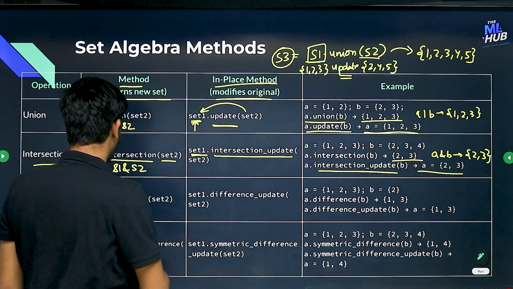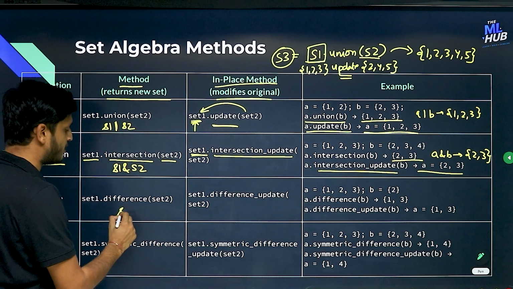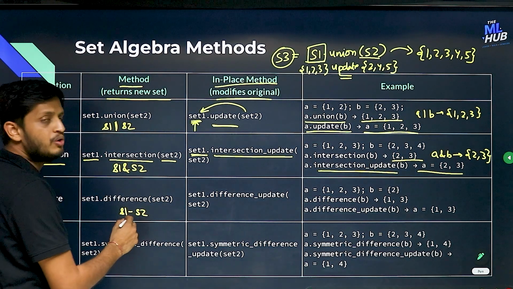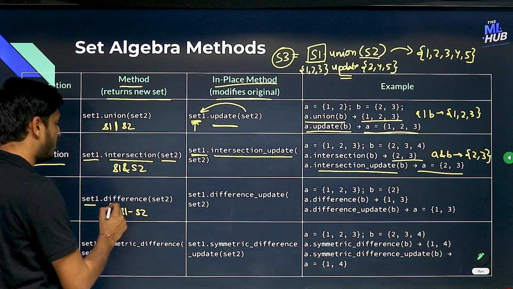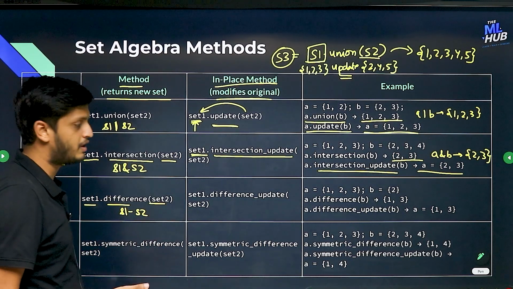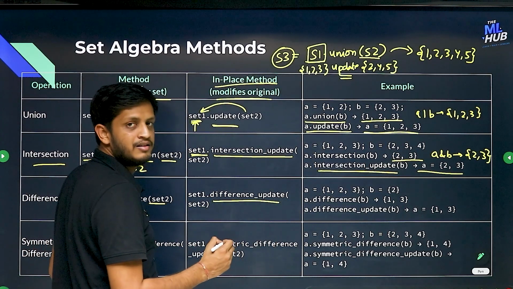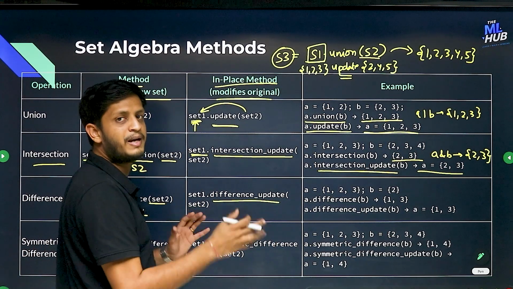And we have difference as well. You can calculate the difference between two sets like S1 - S2. So S1 - S2 is okay. But if you don't want to use the operator, you can use set1.difference(set2) also. That is also valid. And if you do set1.difference_update(set2), then it will update set1 with S1 - S2.